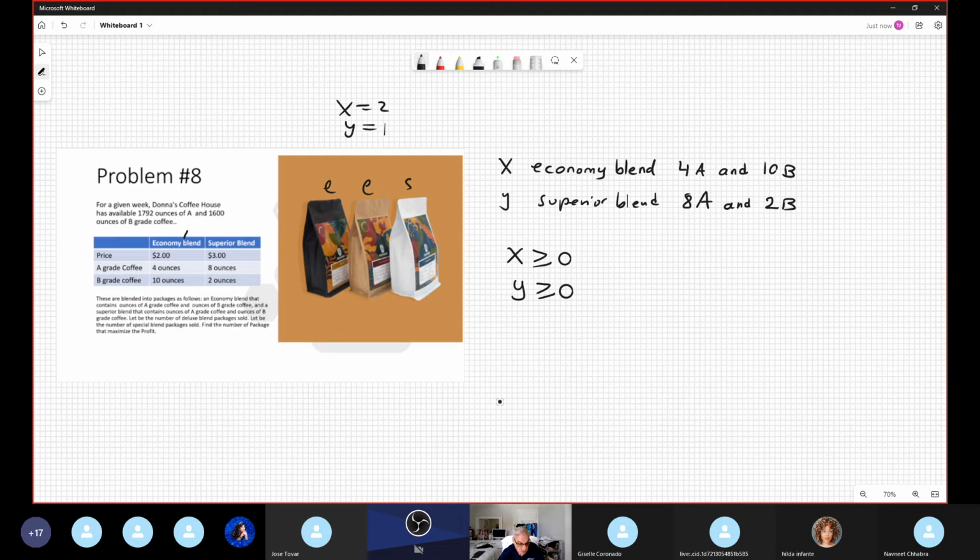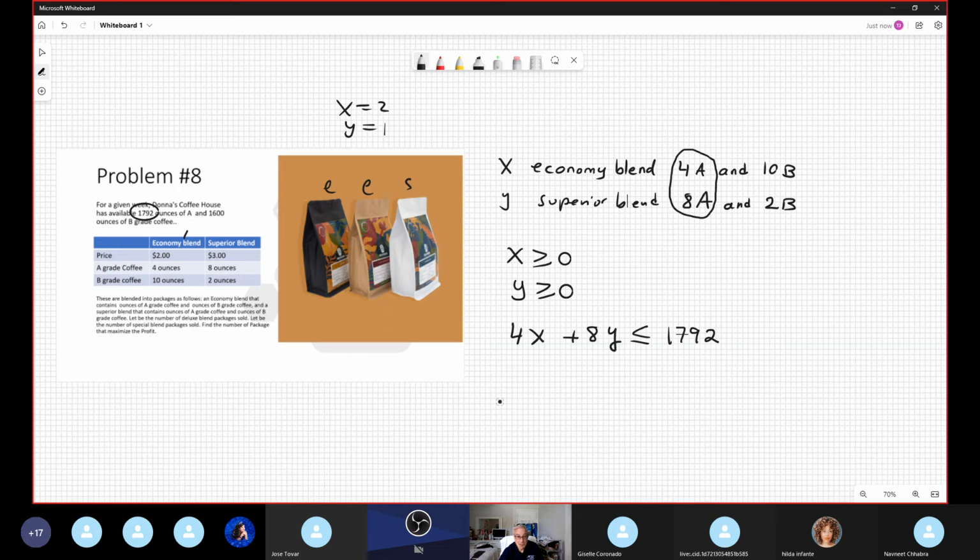Now, the next equation is 4x plus 8y. Why? Because I combine the grade A coffee: 4 times X, and this 8 times Y, gives me the amount of coffee A that we need to produce. And the problem is that we have some restriction. It's constraints. So, less than or equal to 1,792 ounces, according to the problem.